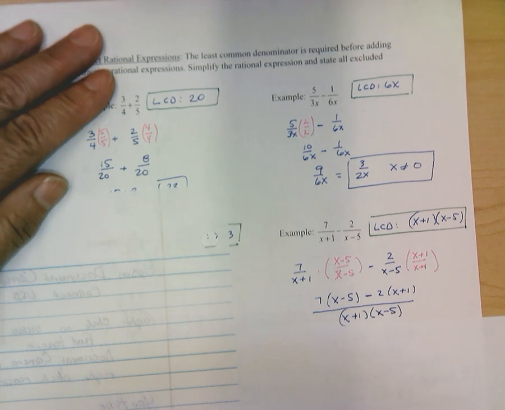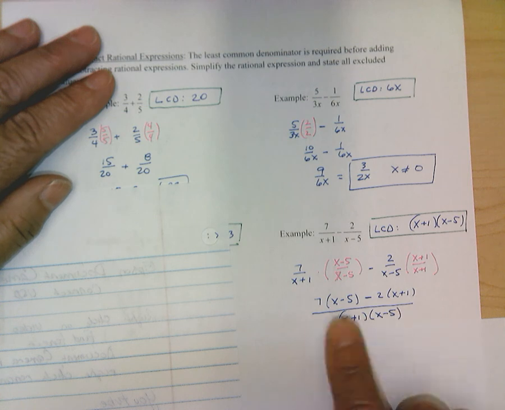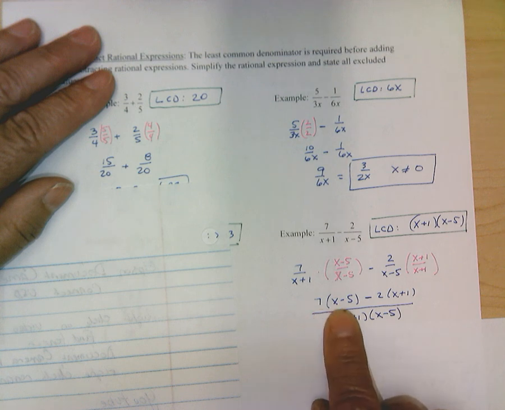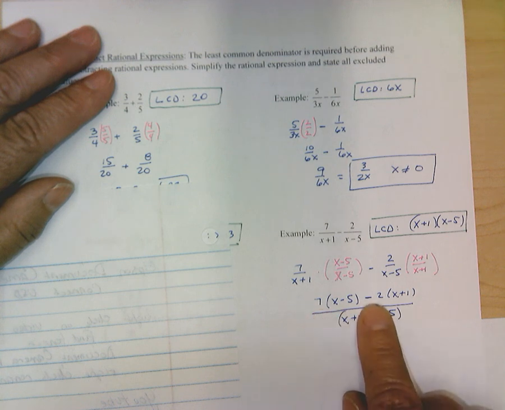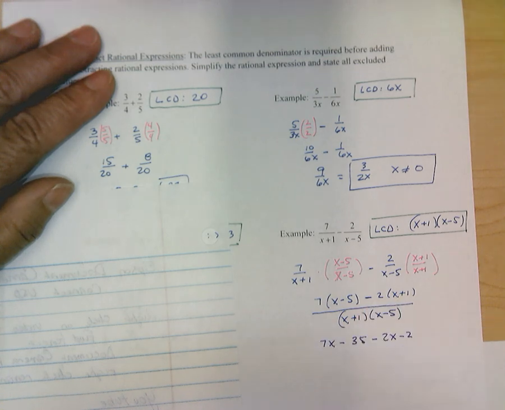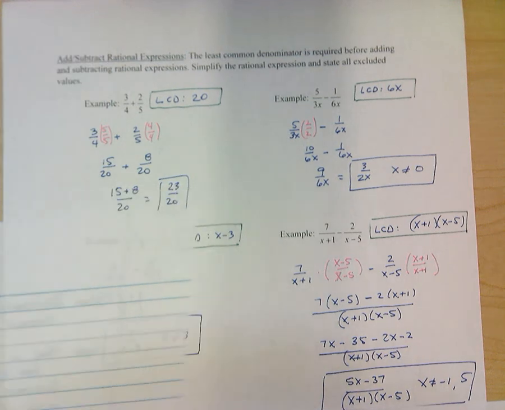And this is how I do this. I then write it in one line, and most students don't do this, but this is where a mistake is made if you don't. I'm multiplying 7 times the x minus 5, and then this is subtracting, so it's a negative 2 multiplied by the x plus 1. I distribute the numbers, combine like terms. If you can simplify, you simplify, but this one does not. So that would be my answer.